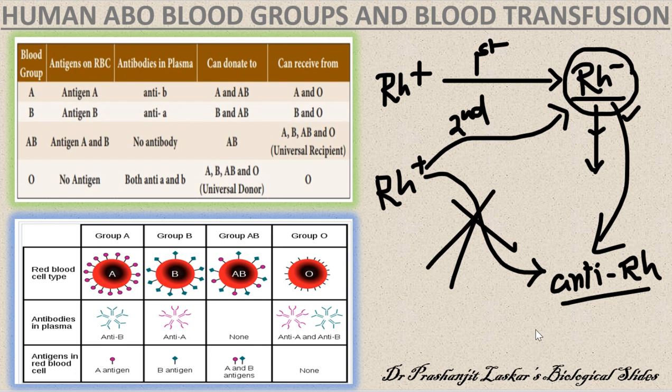For these reasons, while determining ABO blood groups, the presence or absence of Rh factor is also tested. Rh negative persons should be given Rh negative blood only. So this is about the Rh system.